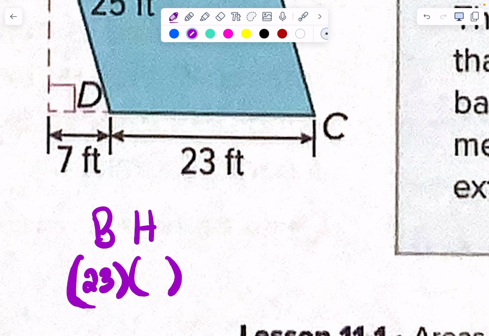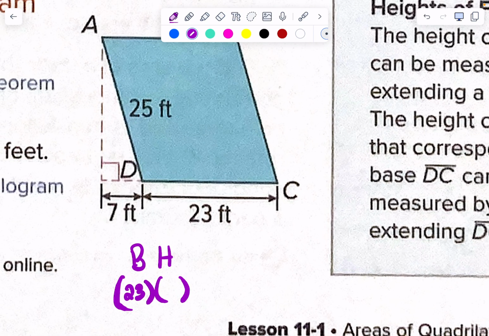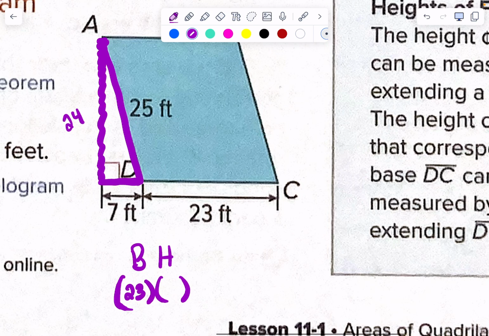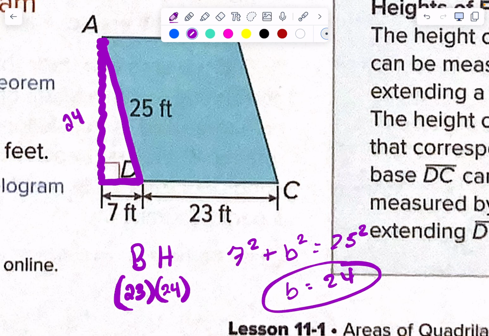Height, do we have height? It's not 25. It's 24. The height is going to be this guy right here. Is that a triple? That is a triple. 7 is the bottom, 25 is the hypotenuse, so this would be 24. So the height is 24. 7, 24, 25 is a triple, if you can remember that. Otherwise, do the Pythagorean theorem: 7 squared plus b squared equals 25 squared, and then you find that b equals 24.